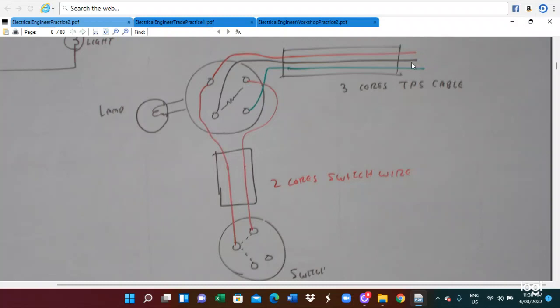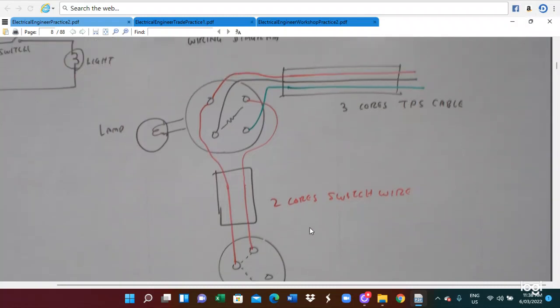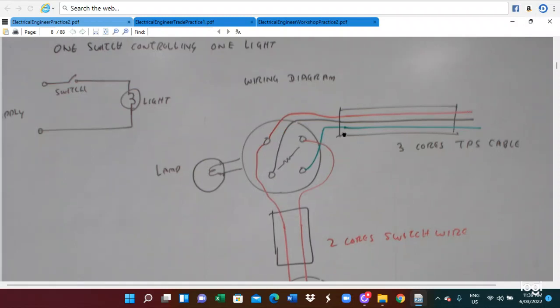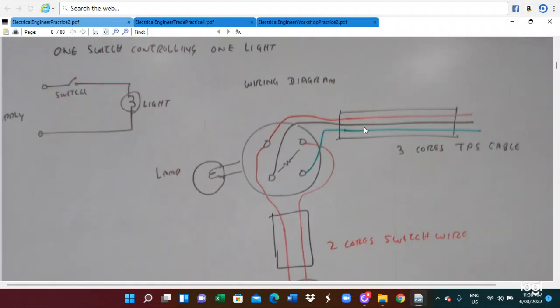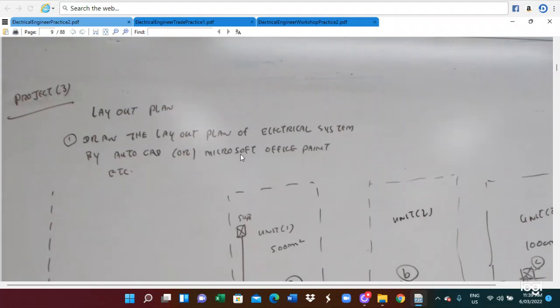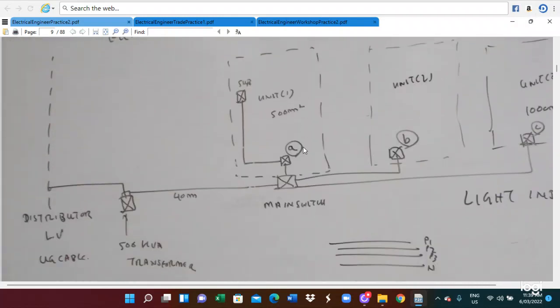Here the supply wire goes to the main ceiling rose, and then the light is connected, and from here we run the switch wire to the switch. So this is for one switch controlling one light. This is the circuit diagram. This is the accurate wiring diagram. And here is a wire connection.